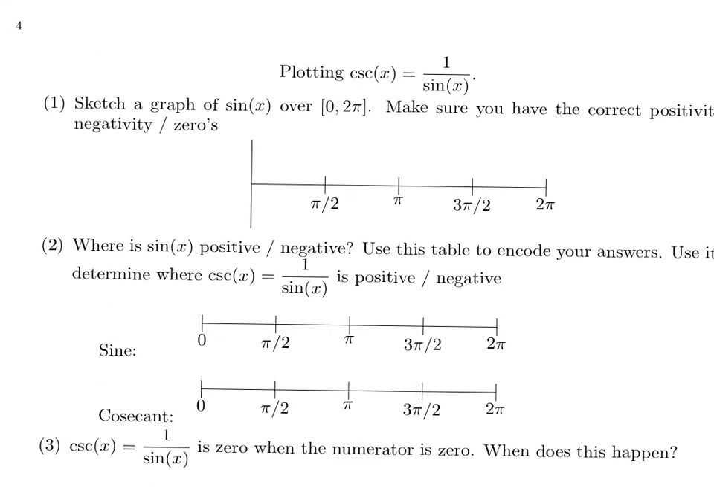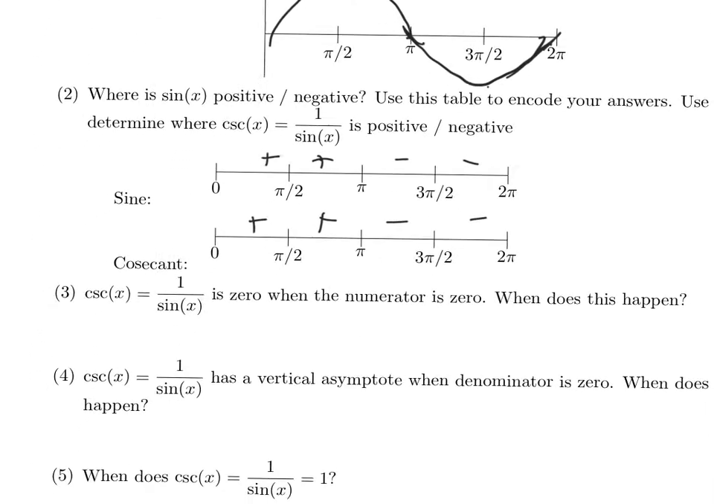So let's sketch the graph of sine of x, and that'll be our starting point. Cosecant only involves sine, so I probably only need to care about sine. So what does sine look like? Its graph looks something like that. Where is it positive? Where is it negative? Well, it's positive all the way from 0 to pi, negative all the way from pi to 2 pi. So cosecant, 1 over a positive is positive, 1 over a negative is negative.